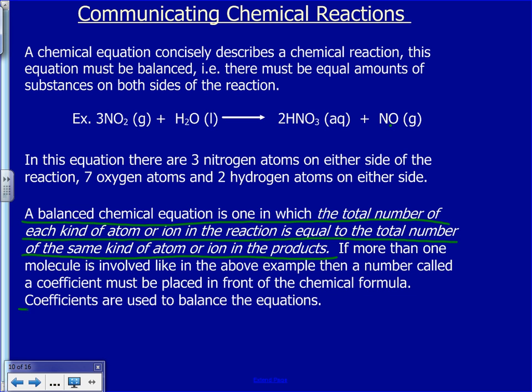Okay, and like we said, coefficients are used to balance the equations. That is the big numbers. I cannot change or add the small ones, all right? Because that changes the chemical. Okay, if I change the small numbers, that changes the chemical. I can't do that. Okay, I have to work with what I have.